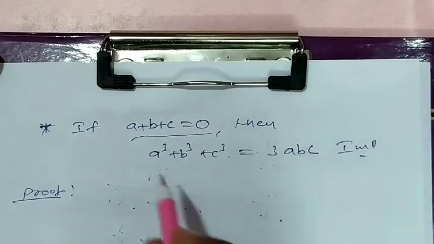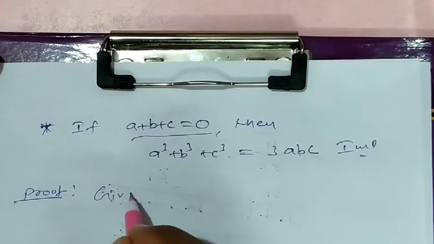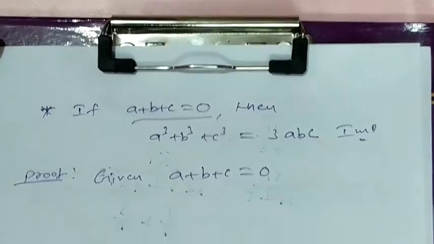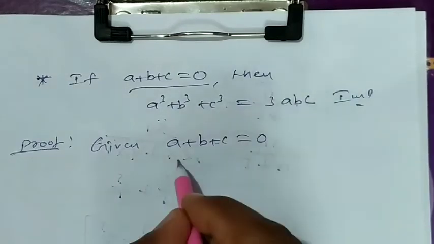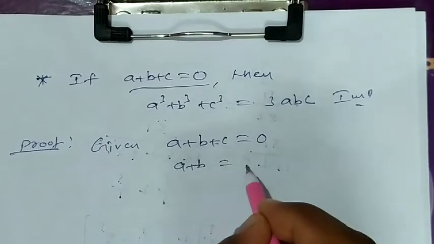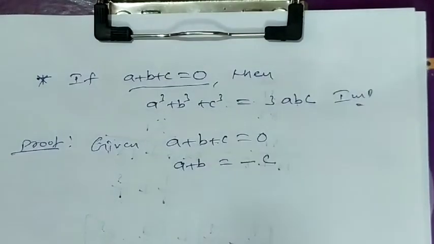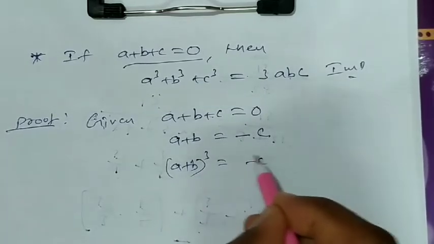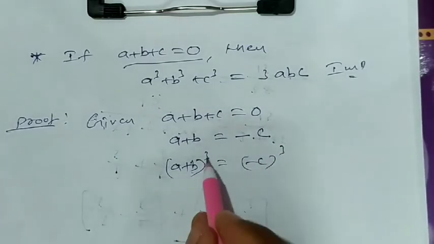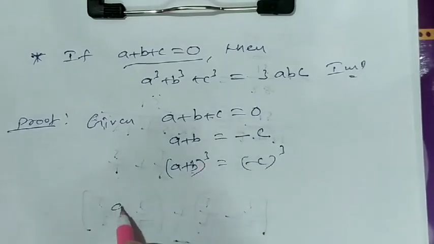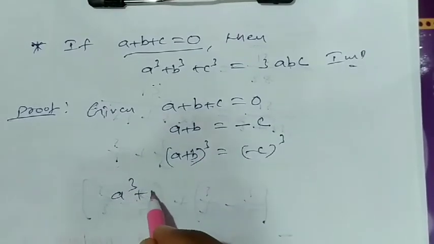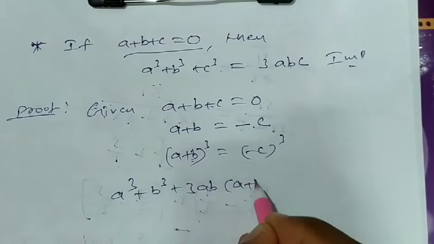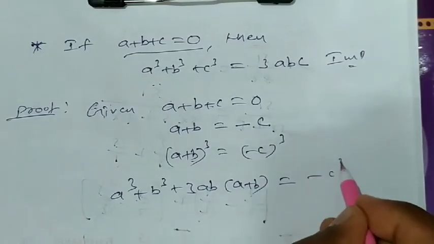How do we prove this? First of all, write the given. What is given? a plus b plus c equal to 0 is given. Now transfer c from left to right. Then a plus b is equal to minus c. Now cubing on both sides, (a plus b) whole cube is equal to (minus c) whole cube. Now it is the (a plus b) whole cube formula. We know very well the (a plus b) whole cube formula: a cube plus b cube plus 3ab into (a plus b) is equal to minus c cube.